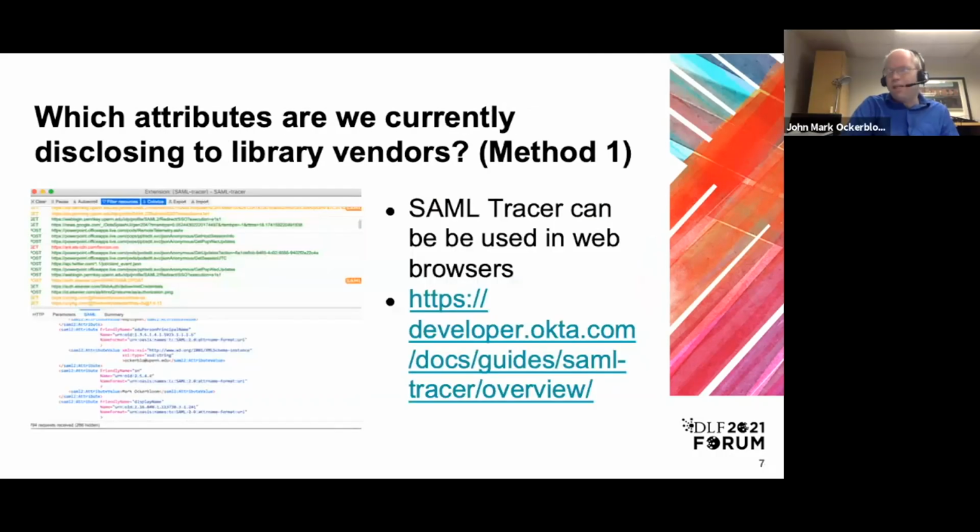Once we'd identified library vendors that might be using single sign-on, we wanted to see what information we were sending them. There's a couple of methods you can use for doing that. One that we're using at Penn is a plugin called SAML Tracer that looks at the communication that gets sent from identity providers to service providers, which in fact goes through the user's web browser, to see what information gets sent across. This is something that individual users can also download.